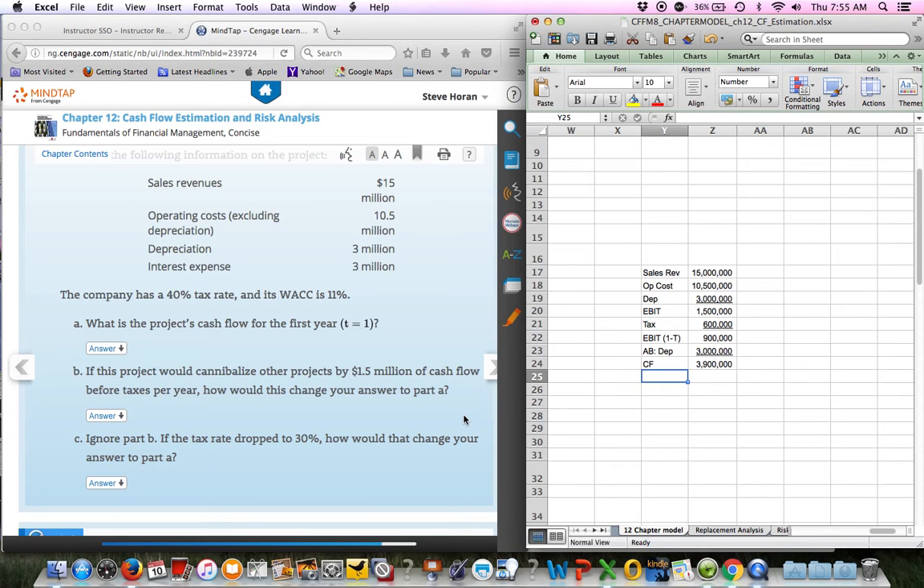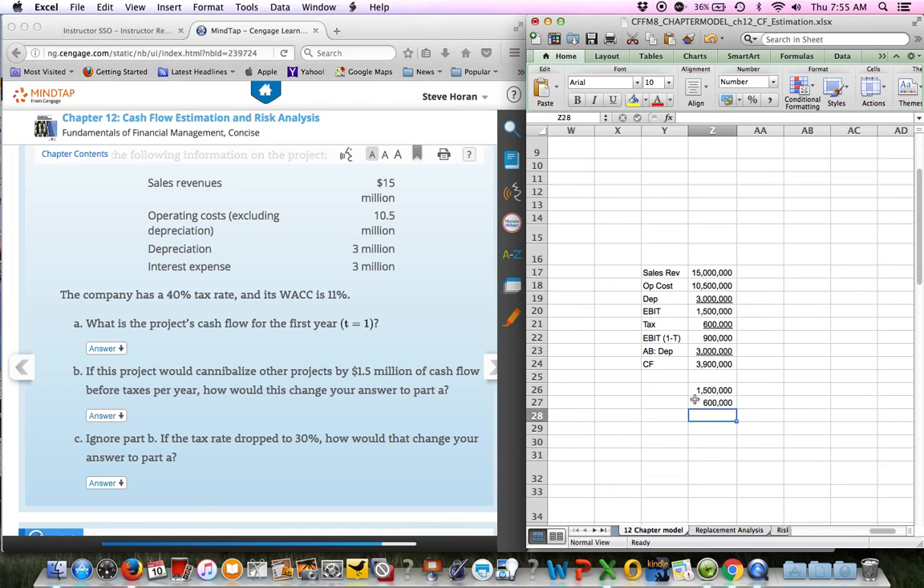Basically, it's 1.5 million before tax, so I would say 1.5 million, multiply that by my tax rate. We'll just do it like this: plus 0.4 times the 1,500,000.